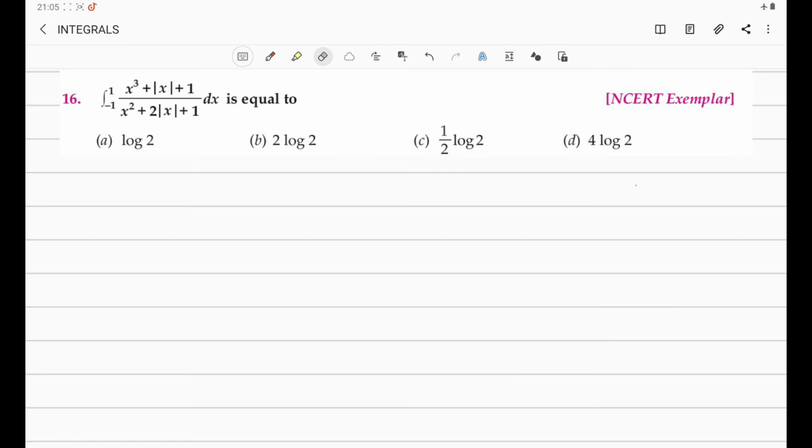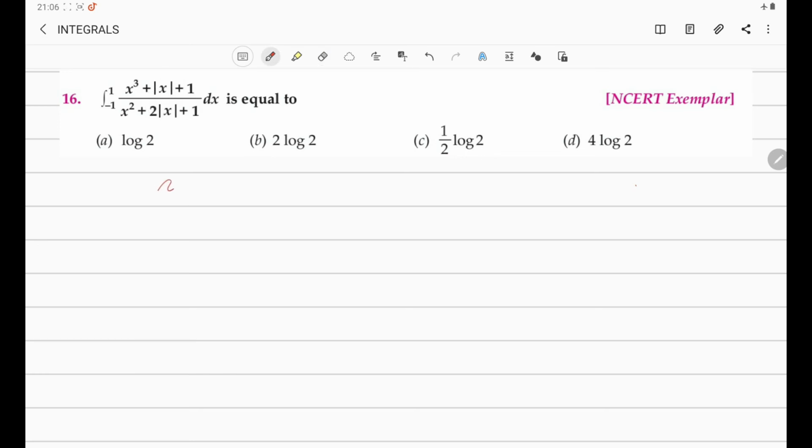Question number 16, integral minus 1 to 1 of (x cube plus mod x plus 1) by (x square plus 2 mod x plus 1) dx is equal to. Whenever we have the form integral minus a to a f of x, we have to check whether this function is even or odd, and we should also be able to segregate the part of the function which gives the odd function and the part which gives the even function.